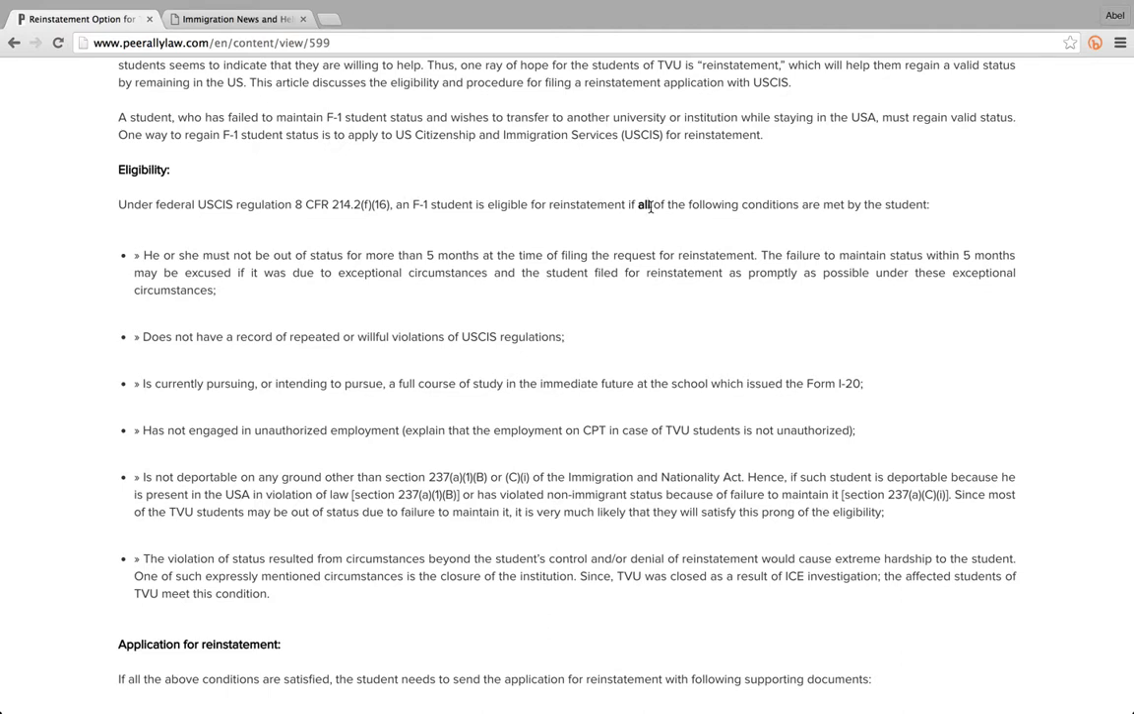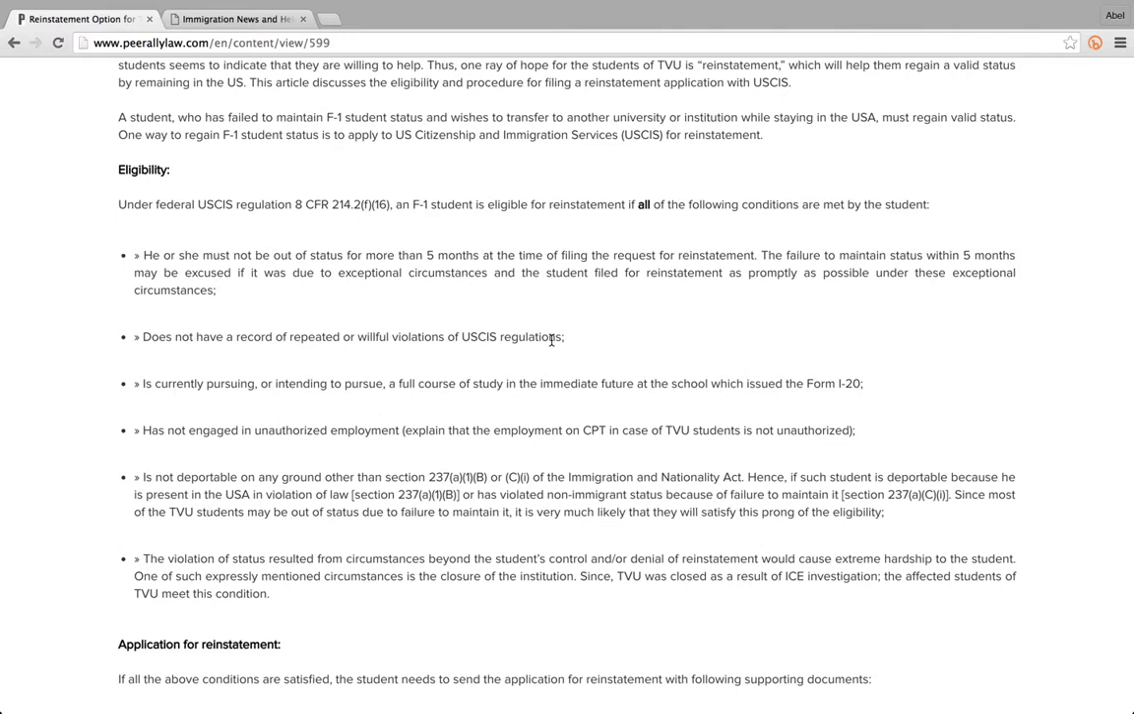So he or she must not be out of status for more than 5 months. First rule, you cannot be out of status for 5 months. Although after 5 months reinstatement is almost impossible, except if there were some exceptional situations like sickness or death. And secondly, the student cannot have a record of repeated willful violations. Many students tend to just drop out because they get a low GPA, etc. And if you do that too often, it's not going to be in your favor to get a reinstatement.